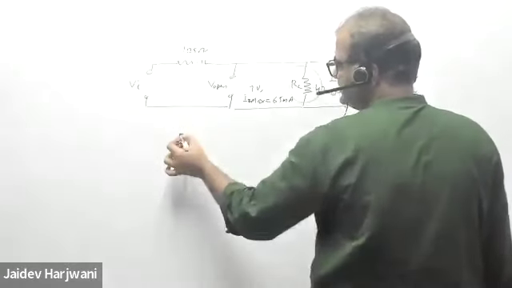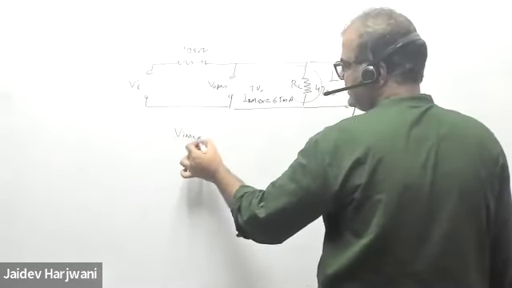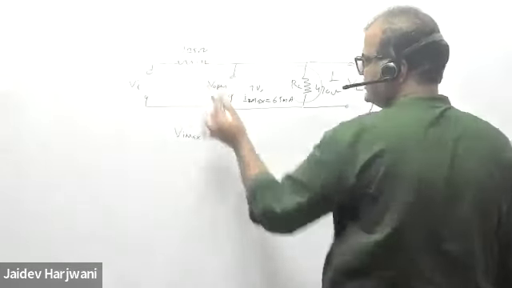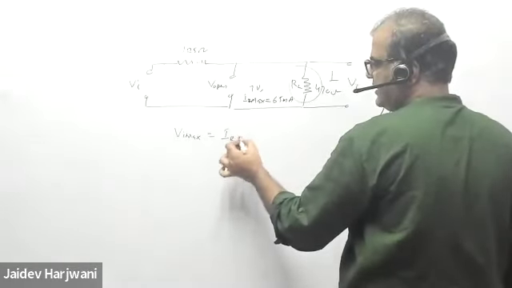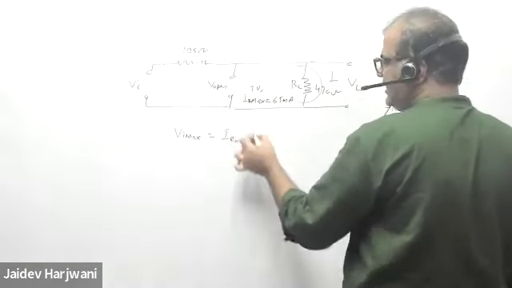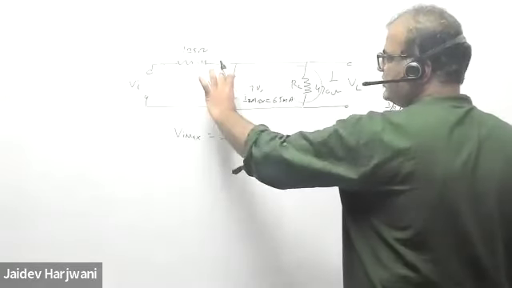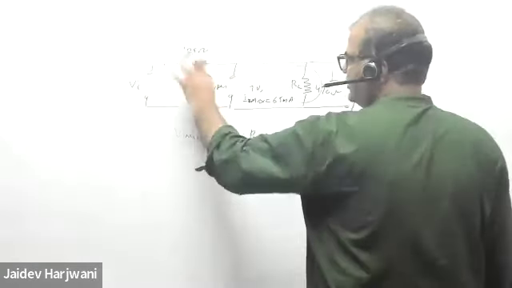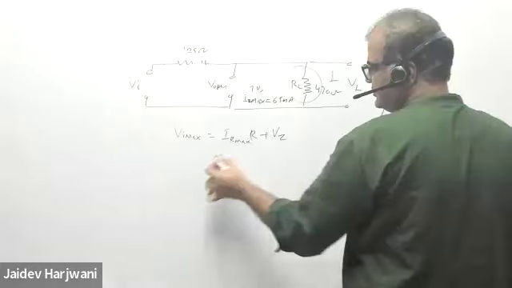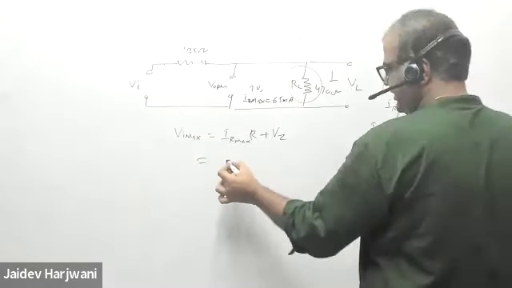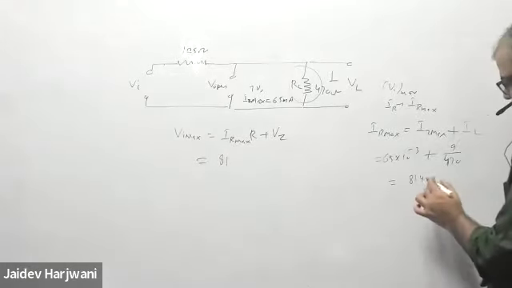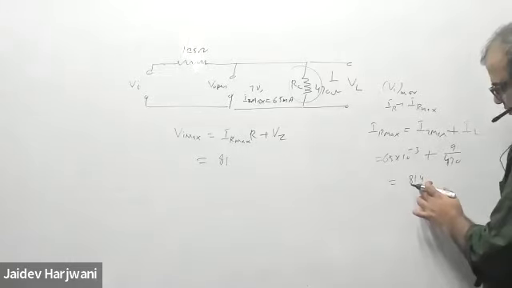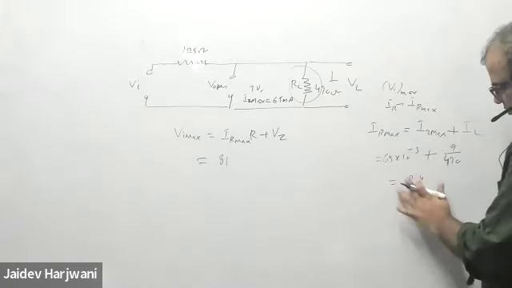So this is VI max. VI max is equal to this voltage: IR max into R plus, here voltage is fixed, VZ. So this voltage is VZ. So IR max is your 84.14.